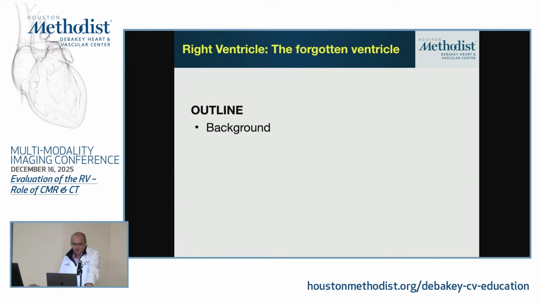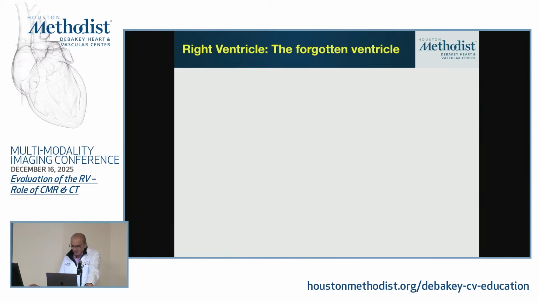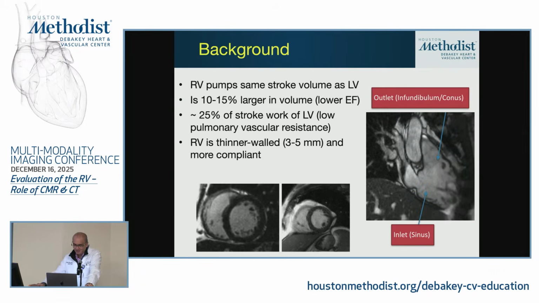So I'm going to start off with a little bit about the background of the right ventricle, talk a little bit about the basic pathophysiology of right ventricular dysfunction, and then really focus on how we do assessment of the right ventricle by CMR. And then later we'll have talks on how we assess tricuspid regurgitation in patients by MRI. So a few basic things I think to keep in mind.